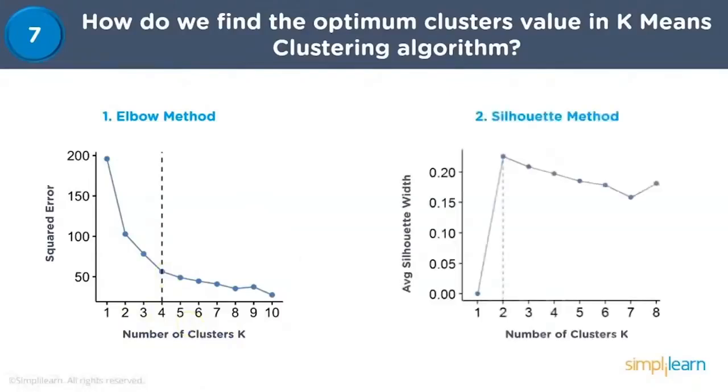Next we have the silhouette method. So the silhouette method measures how similar a point is to its own cluster compared to other clusters. The average silhouette method computes the average silhouette of observations for different values of k. The optimum number of clusters k is the one that maximizes the average silhouette over a range of possible values for k. The silhouette score reaches its global maximum at the optimal k. So in our case, the average silhouette reaches maximum at k is equal to 2, which you can see here. So our optimum cluster value will be 2 here.